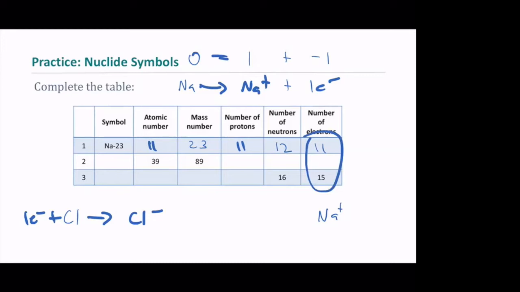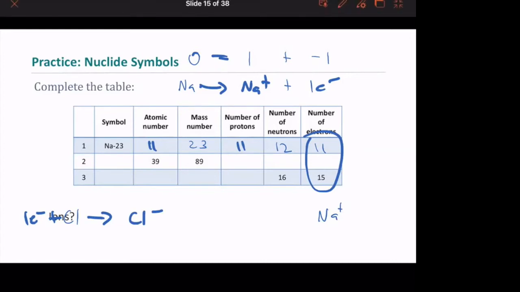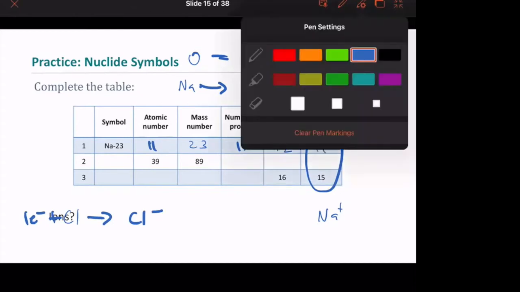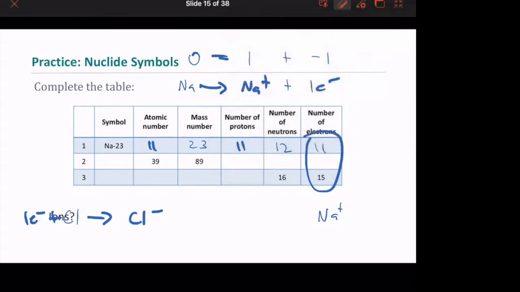So for the second one, they don't tell you whether it's that or that, so you can't do it. None of these have charges. But sometimes you'll be asked this, so you need to know how to do it. Ions, that was just a note for me to talk about. Does that make sense?